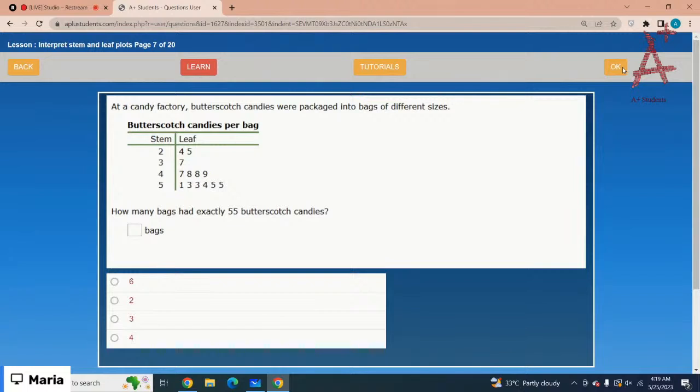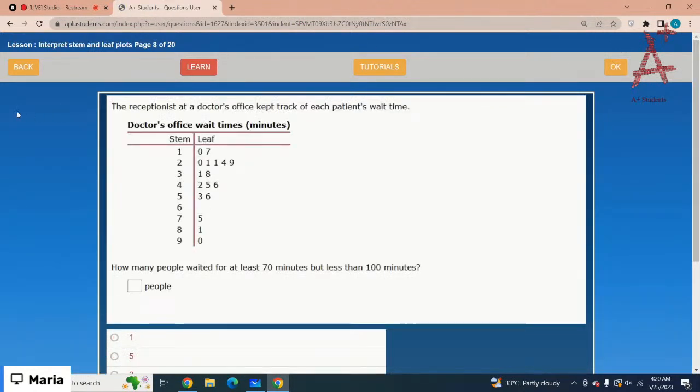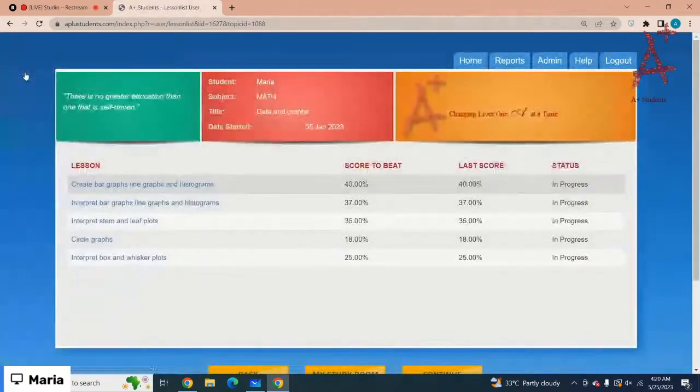55. You have two values that are exactly 55. Okay, you can complete the test by yourself later today. Let's just move on to the next lesson.